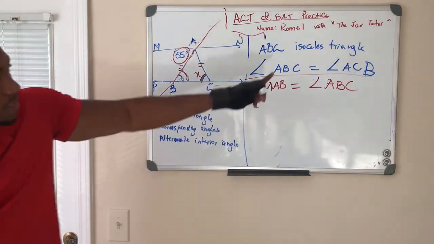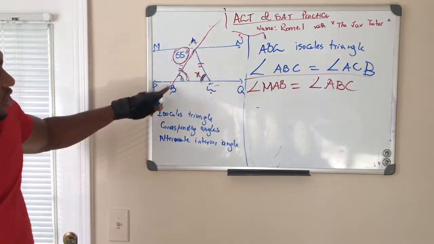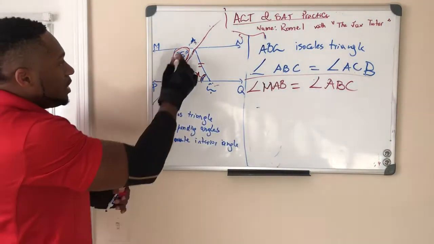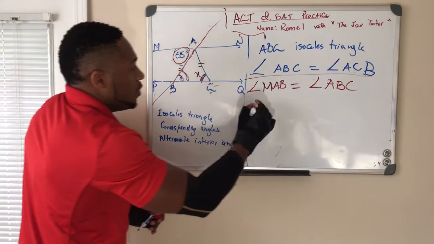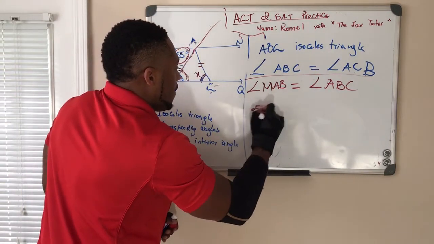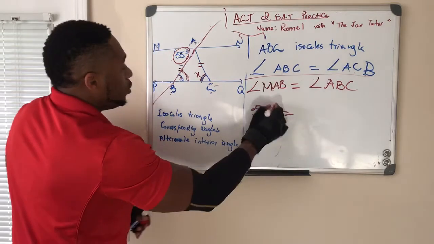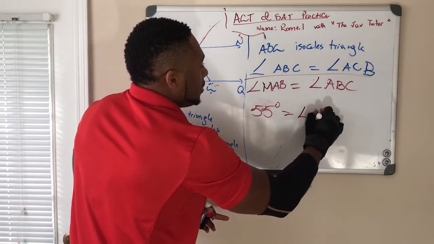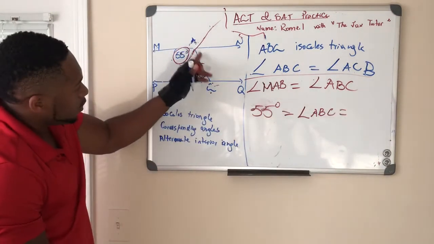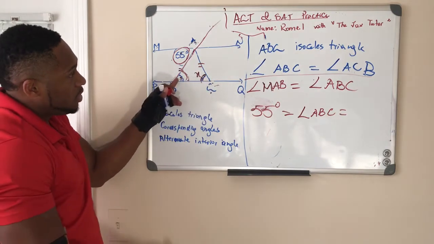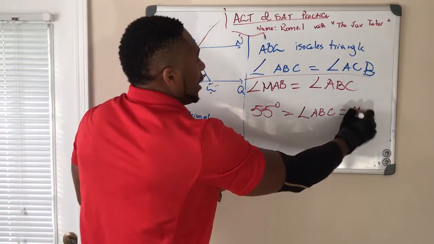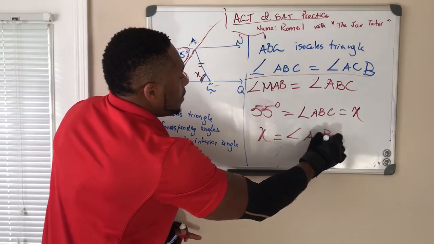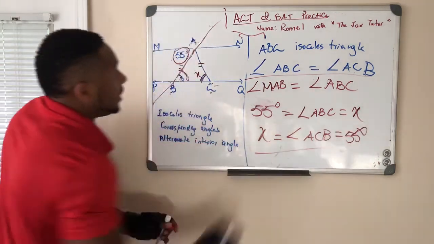Where else do we see angle ABC? Here, because we have an isosceles triangle. Angle ABC is equal to angle ACB. So this angle is equal to this angle, which is equal to this angle. So 55 degrees, which is MAB, is equal to angle ABC, which, according to the isosceles triangle, is equal to angle ACB, which we call X in this case. So X, which is angle ACB, is equal to 55 degrees. And that's it. That's all we could do in this one.